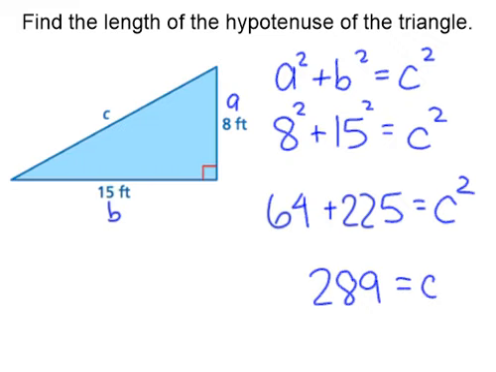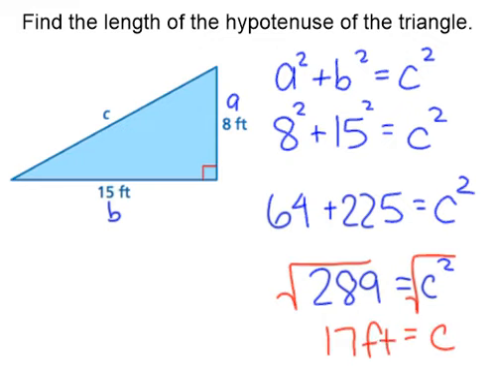289 is equal to C squared. And then we're going to show that we'll square root both sides. So the square root of 289 is 17. The square root of C squared is C, and units are going to be feet.